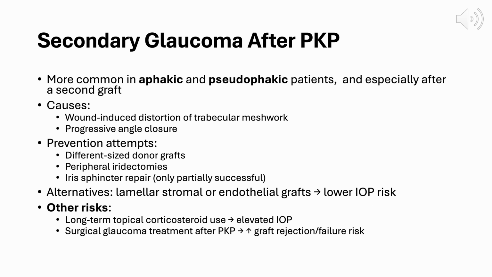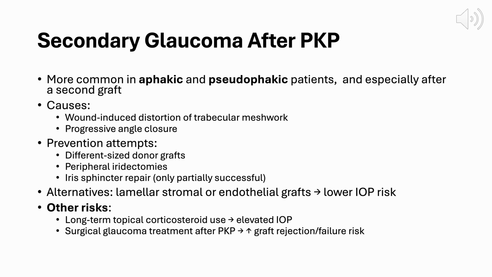Now let's turn to secondary glaucoma that can develop after PKP. This complication is seen more often in patients who are aphakic or pseudophakic, and the risk goes up even further if the patient requires a second graft. The main causes include wound-induced distortion of the trabecular meshwork and progressive angle closure over time. Surgeons have tried to prevent this by using different-sized donor grafts, performing peripheral iridectomies, or even attempting iris sphincter repair, but that approach has had only limited success.